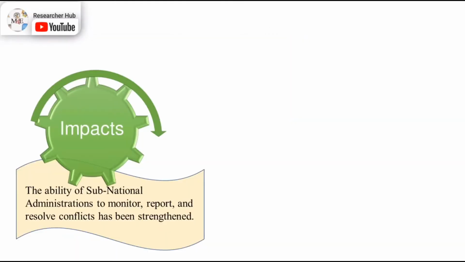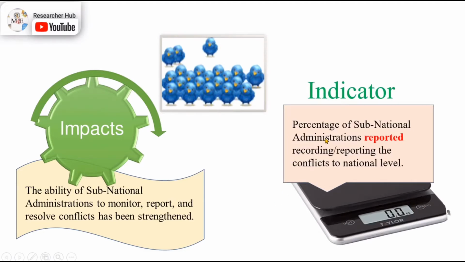Now let's look at the same example that we saw earlier. Here, just the same impact statement, but we have different indicators. Here it is: percentage of subnational administrations reporting the conflict to the national level.